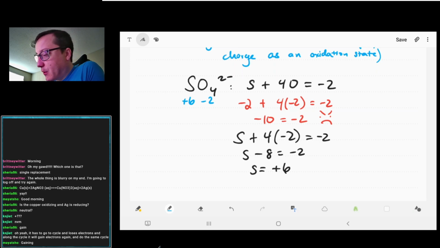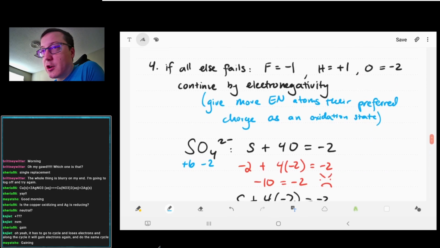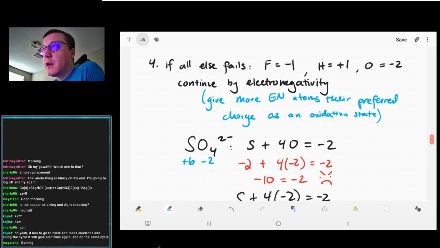What's important to note here is that oxidation numbers are only equal to charges in simple ions. This is not telling us that sulfur has an actual charge of +6. Oxidation numbers are not the same thing as charge for anything except simple ions. So this is not saying sulfur is charged. Not the case. But it has an oxidation number of +6. And we're going to see why that's important in a little bit.